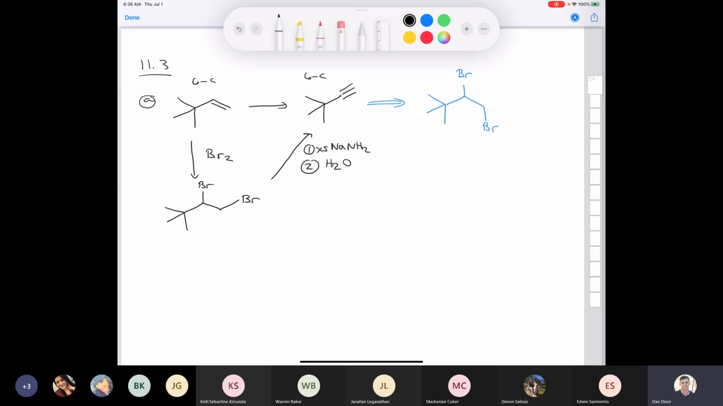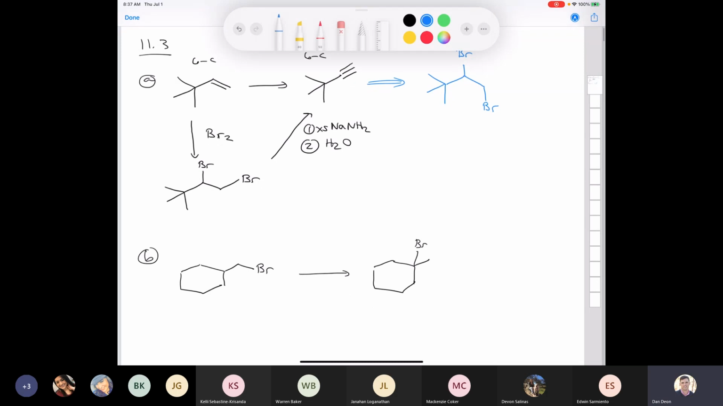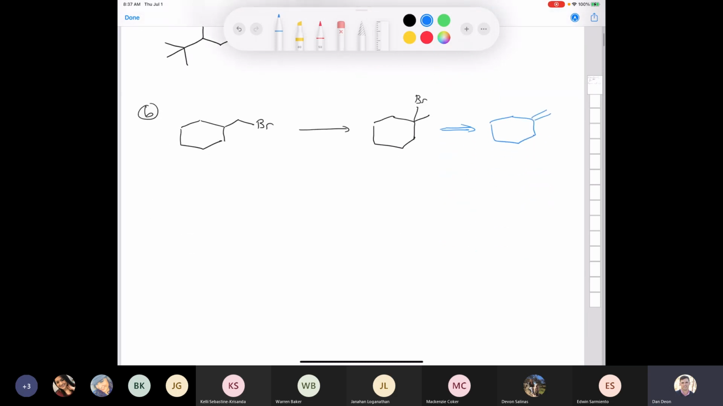Let's take a look at B. So this is one of those questions where we're moving a bromine around the molecule. So let's see if we can do it. We've got a primary alkyl bromide, and we're going to convert it into the tertiary alkyl bromide. And this one kind of screams retrosynthesis to me, because what we need is to have this compound. We need to have the double bond here because then we can just do a Markovnikov addition of HBr across that double bond. So now the question becomes, how do we make that alkene?